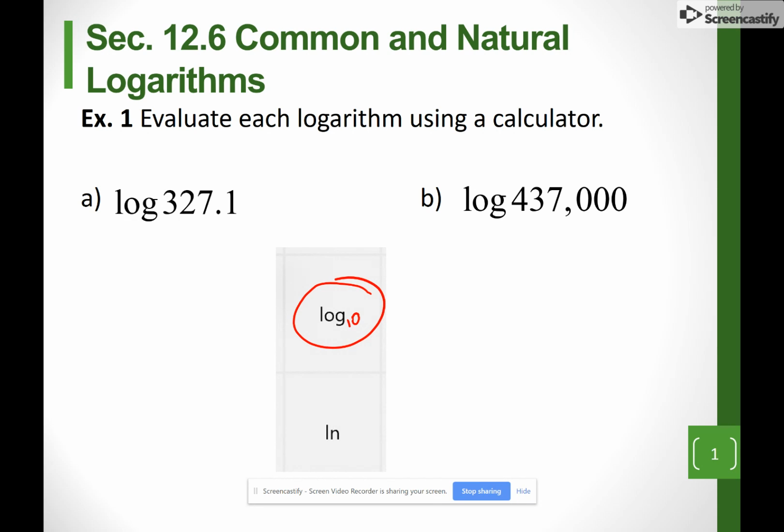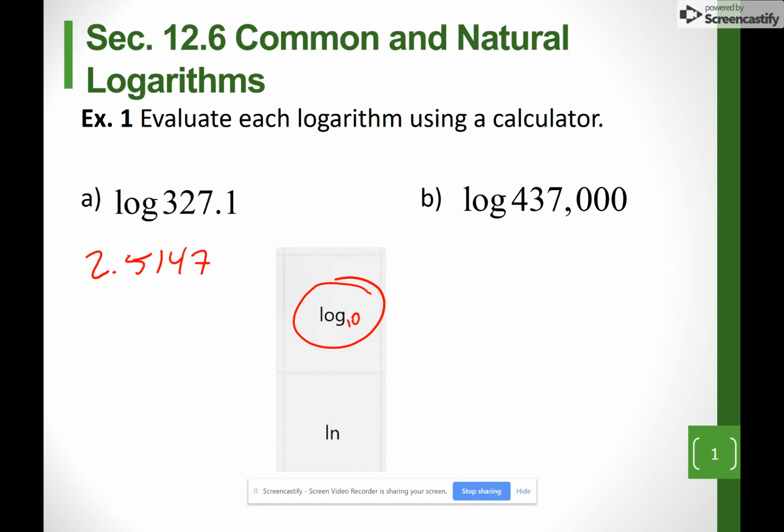So log of 327.1. Sometimes you have to type in the number first and then log. Sometimes you have to press log and then the number, depending on your electronic. The answer for A, we're going to get 2.5147.